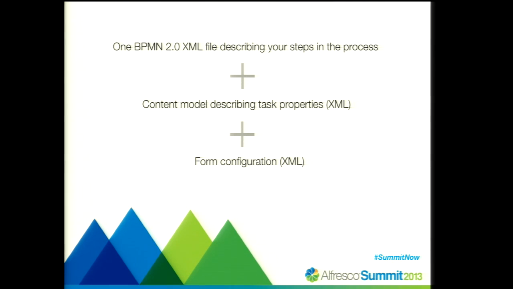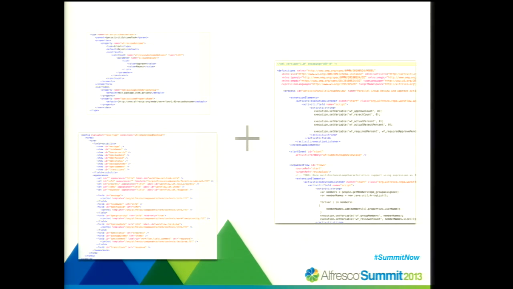So just describing again what a process is currently. You need the process itself, the content model, and the form configuration. So it's a bunch of XML files which have interlinking references. So yeah, it's really easy to make a typo and then just screw up the whole thing.